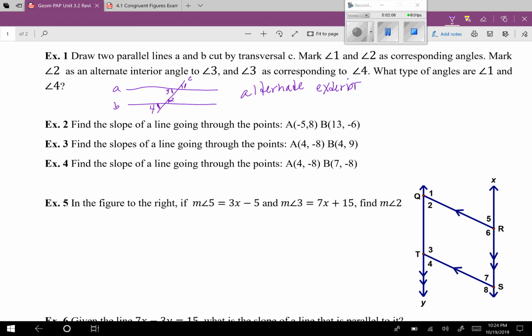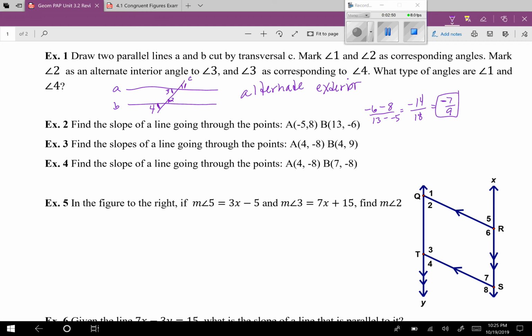Okay, example 2. Find the slope of a line going through the points A (-5, 8) and B (13, -6). All you gotta do is use that slope formula. So we have y2, so -6, minus y1, 8, over x2, 13, minus x1, so -5. So you have -6 minus 8, that's -14. And then we have 13 plus 5, so that would be 18. So we have -14 over 18. We can divide both of them by 2, so it's going to become -7 over 9.